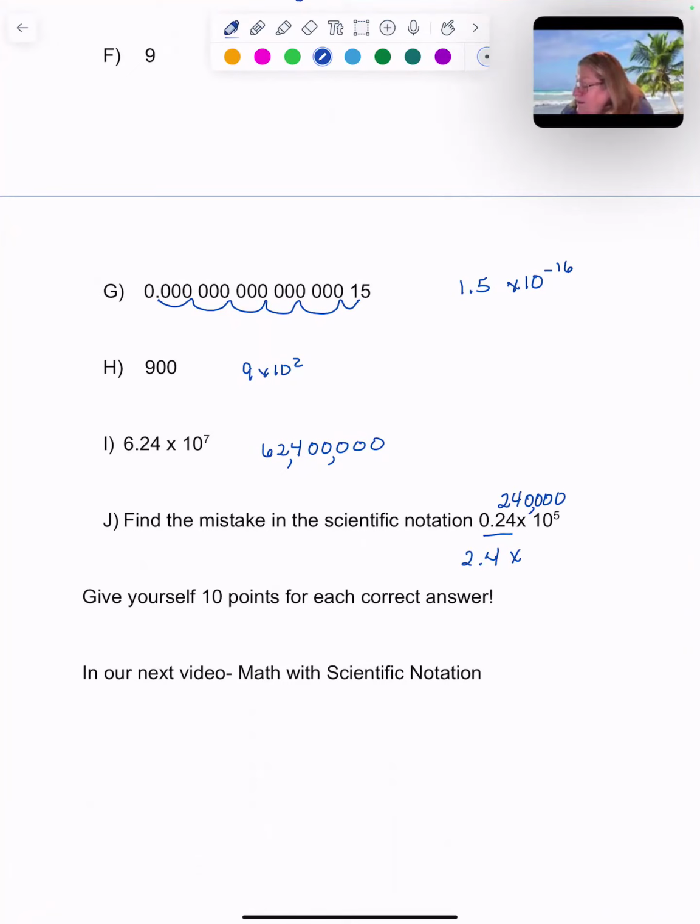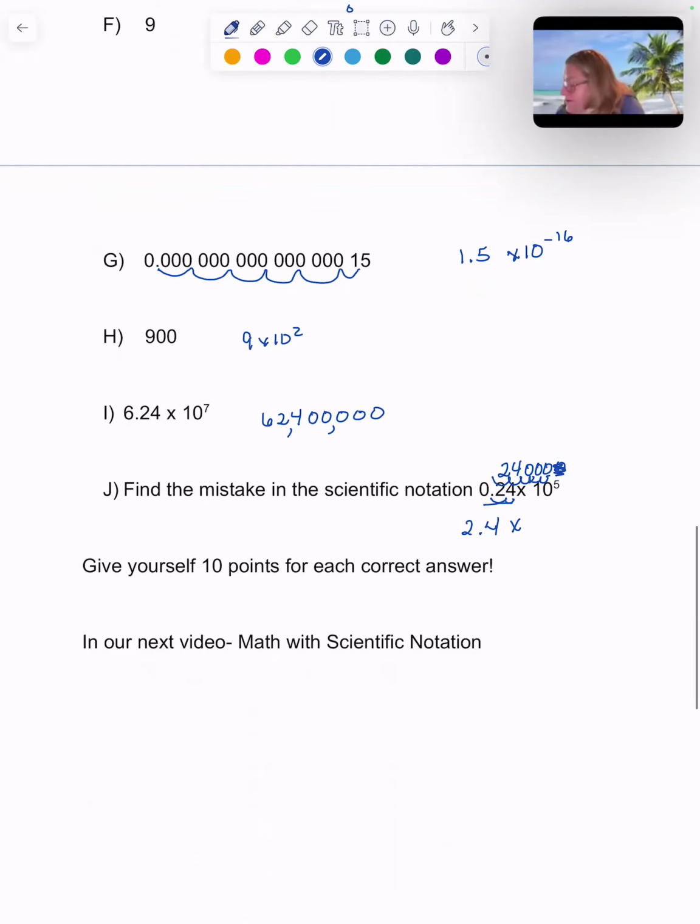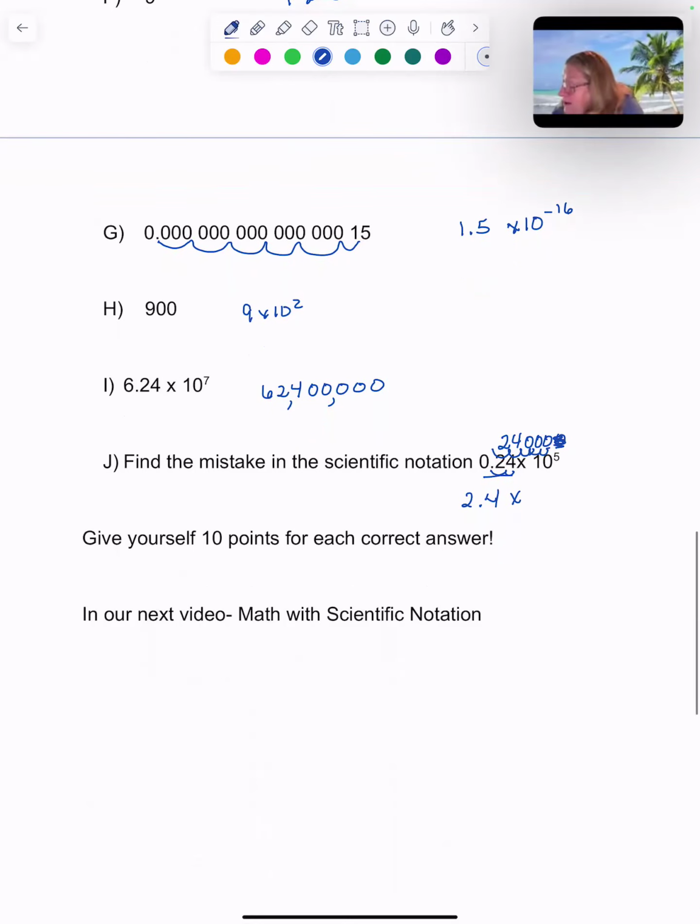So when we go back to scientific notation, is that right? Let me make sure I do this right. 1, 2, 3, 4, 5. One too many zeros. I knew I made a mistake. Always go back and double check. So this really should have been 10 to the fourth power. Give yourself 10 points for each of these correct answers.